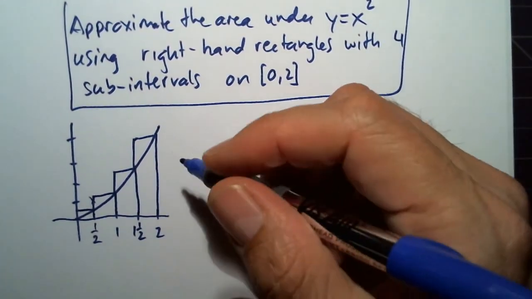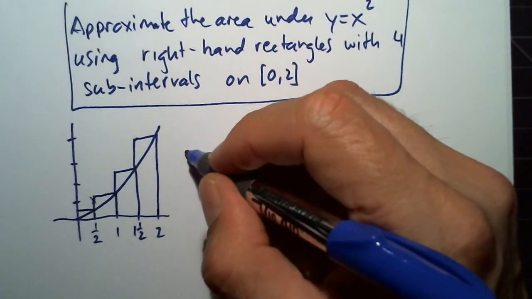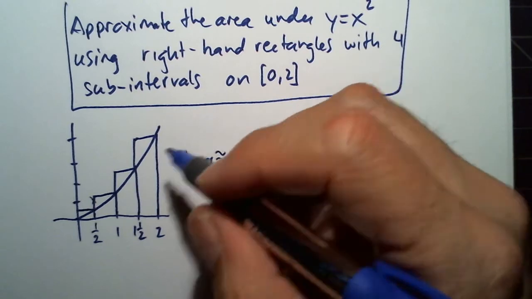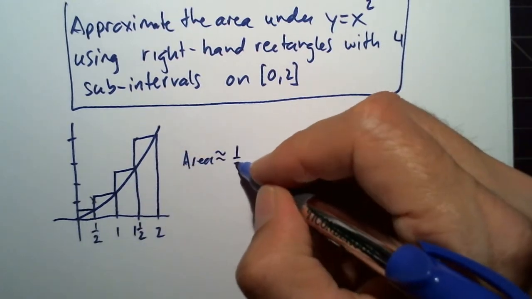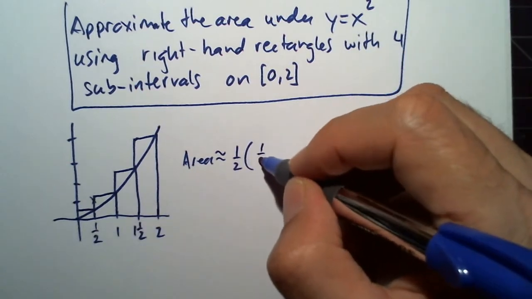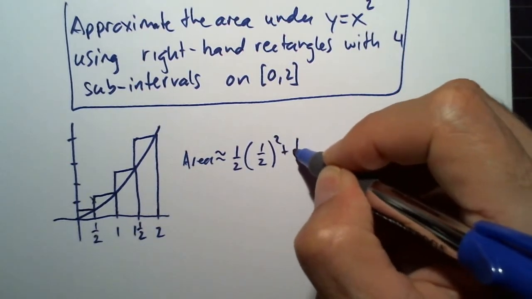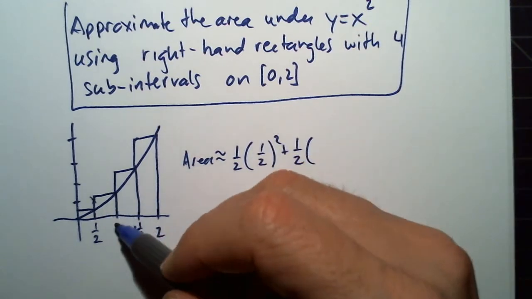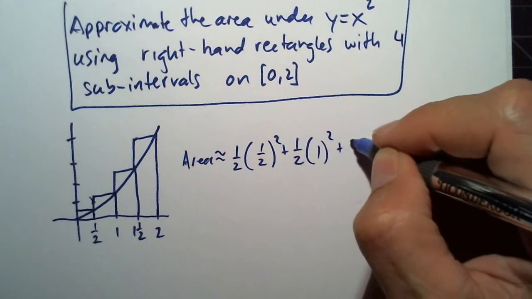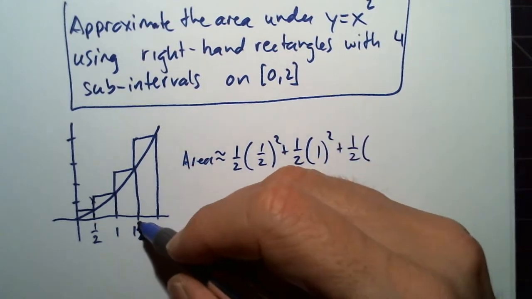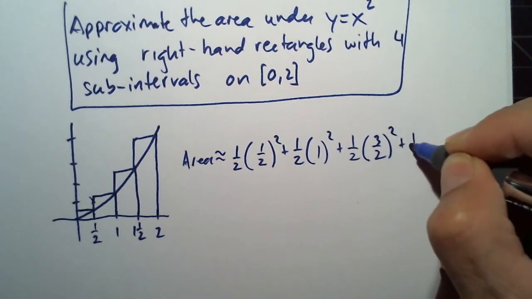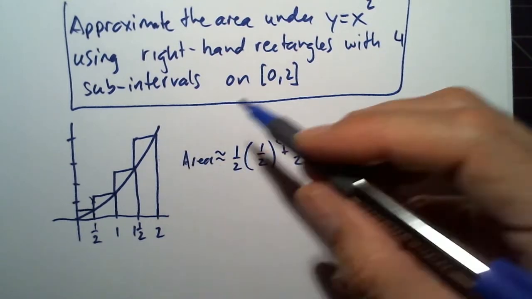And now we find the area of all the rectangles, and that's going to be the base is a half. The height is 1/2 squared. The next rectangle, the base is a half, the height is 1 squared. Then we go 3/2 and 2 squared.